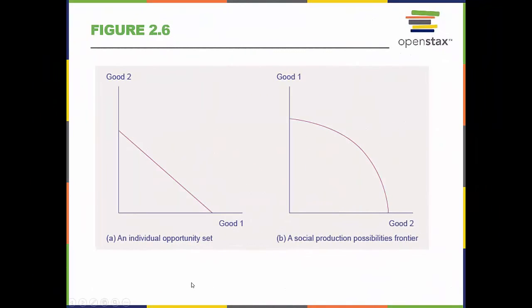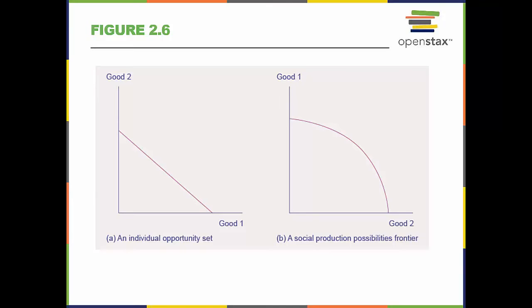Both the individual opportunity set or budget constraint discussed previously and society's production possibilities frontier show the constraints under which individual consumers and society as a whole operate. Both diagrams show the trade-off in choosing more of one good at the cost of less of another.